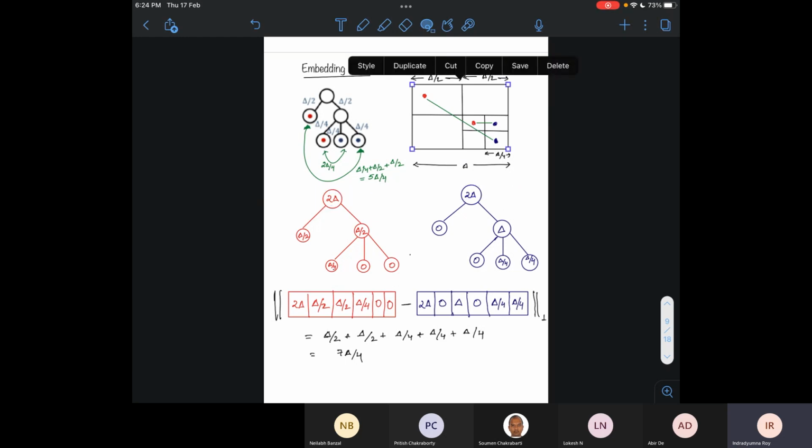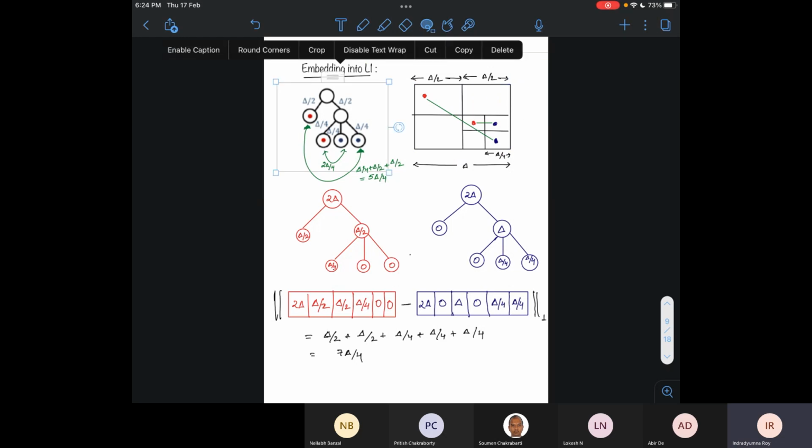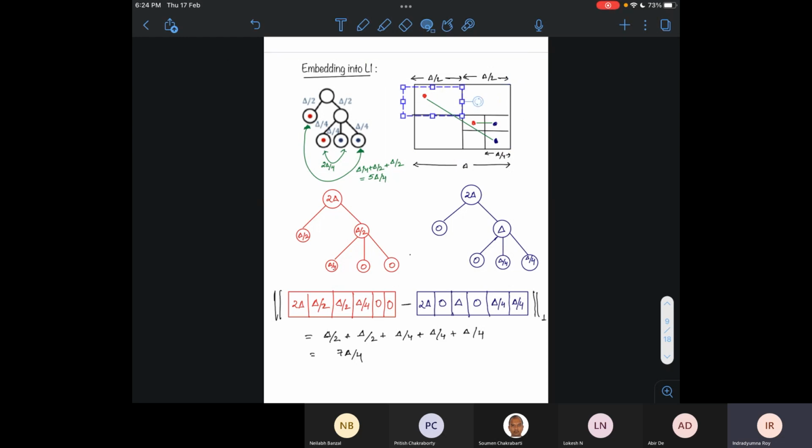Now when you specify this grid of side delta by 2, which is the second level of grid, let's say this grid has only 1 red point in it. So you multiply delta by 2 with 1 here. Similarly, this smaller grid has 2 blue points in it. So you multiply the side length by the number of points.